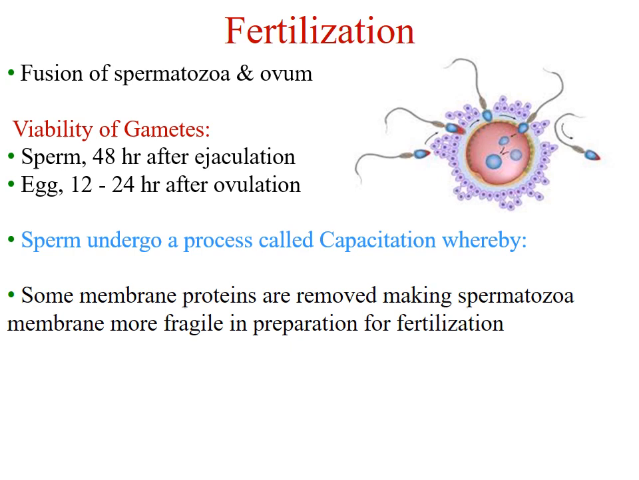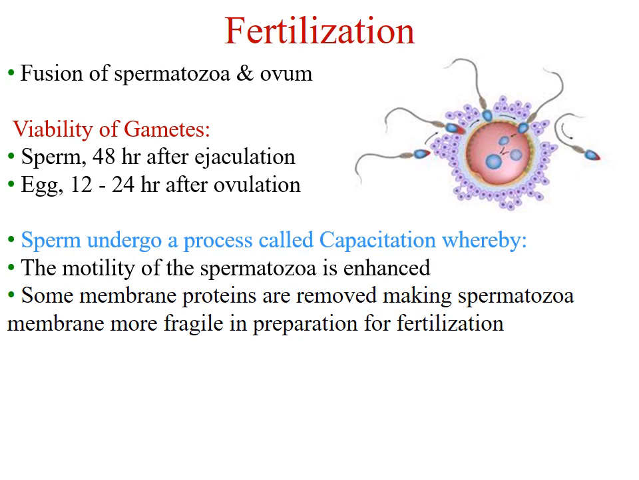Sperm undergo a process called capacitation, whereby the motility of the spermatozoa is enhanced. Initially it may not have much motility, but complete motility is attained after it is released into the female genital tract. The various processes by which the sperm gain motility are called capacitation. Some membrane proteins are removed, making the spermatozoa membrane more fragile in preparation for fertilization.